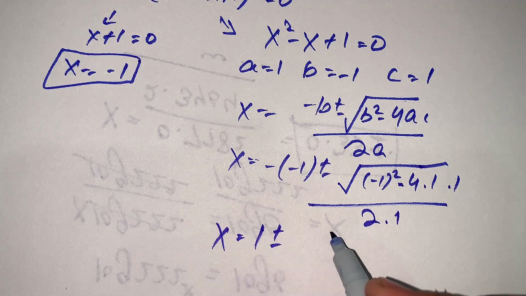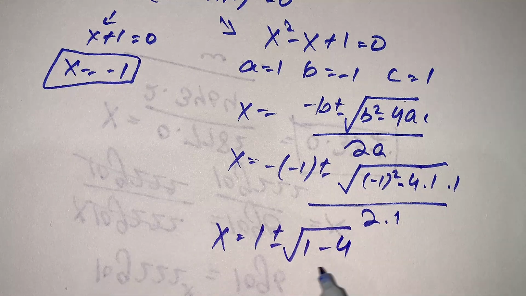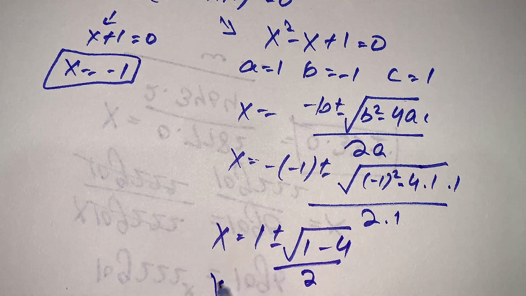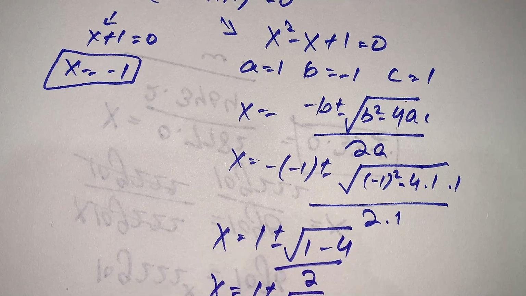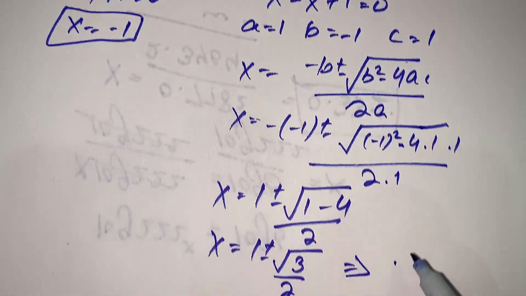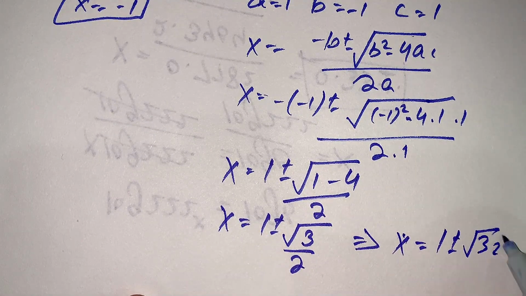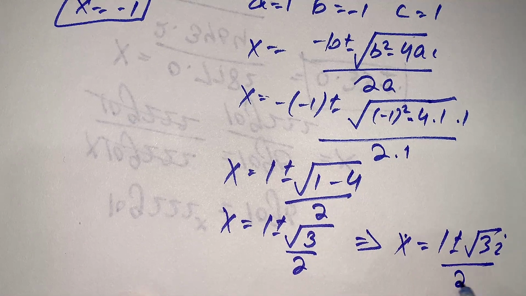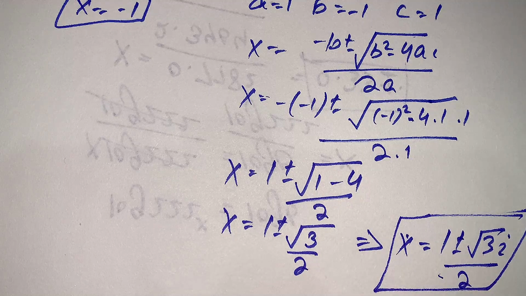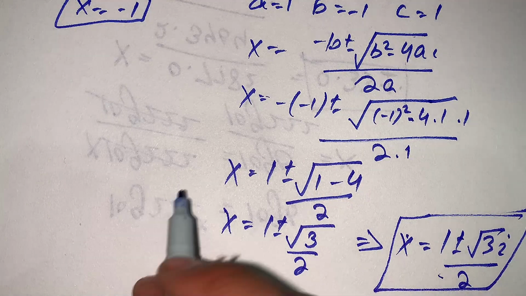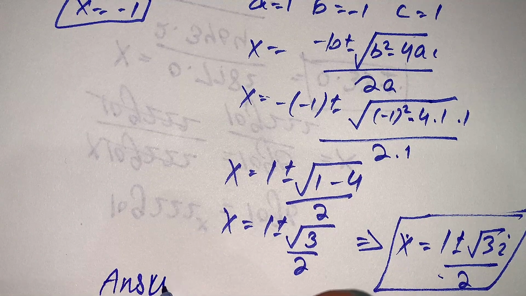X is equal to 1 plus minus under root 1 minus 4 into 1 into 1, that is 4, divided by 2. X is equal to 1 plus minus under root 3 divided by 2. This will be x is equal to 1 plus minus under root 3 iota divided by 2. X is equal to 1 plus under root 3 iota, x is equal to 1 minus under root 3 iota. This is our final answer of this mathematical problem.